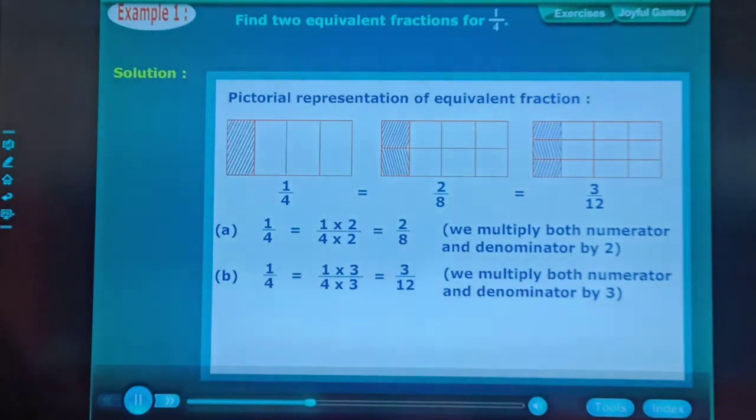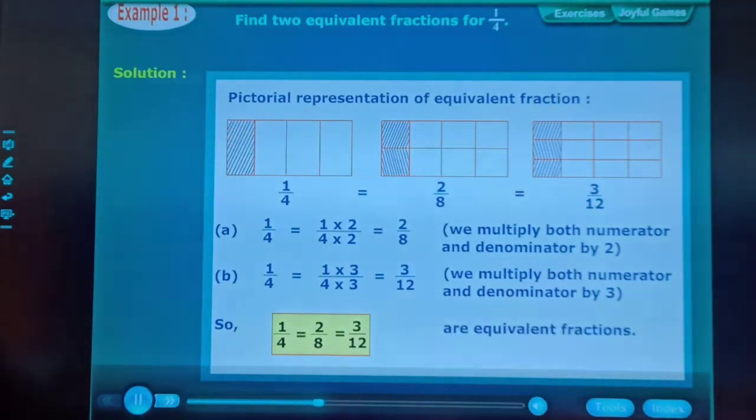Which is equal to 3/12. We multiply the numerator and denominator by 3. So 1/4 is equal to 2/8 is equal to 3/12 are equivalent fractions. Reducing fractions to lower.